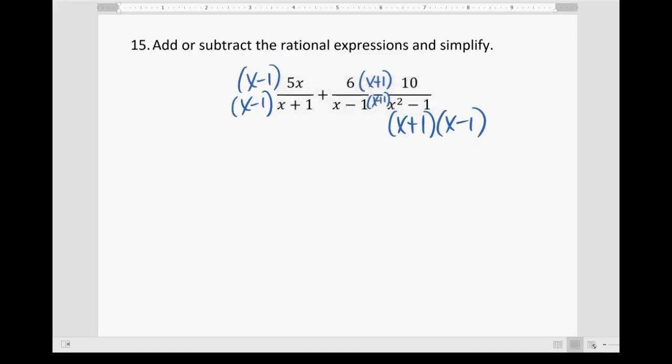So when we add that up, we're going to have that same common denominator of x plus 1 times x minus 1. That's our least common denominator.